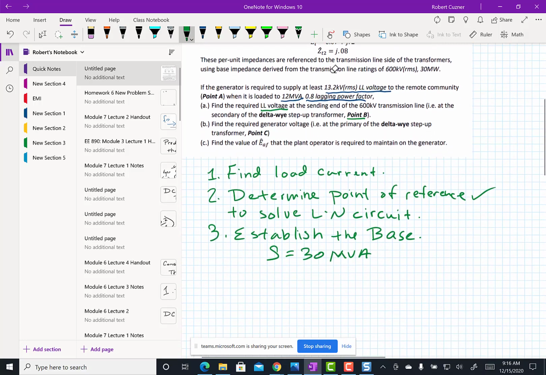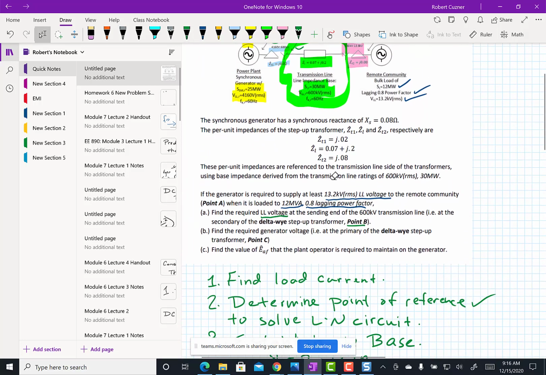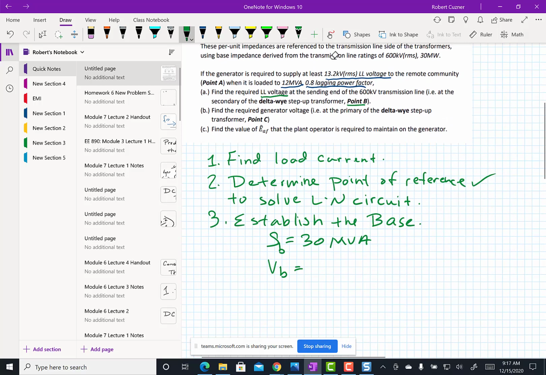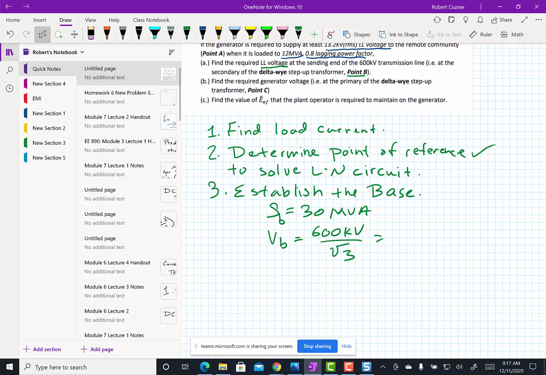That'd be S base. The V base would be the voltage of that transmission line. Now with three-phase circuits, you always use the line to neutral voltage as your base. Everything's always given in line to line, and you convert that to line to neutral. So that'd be 600 kV divided by square root of 3.